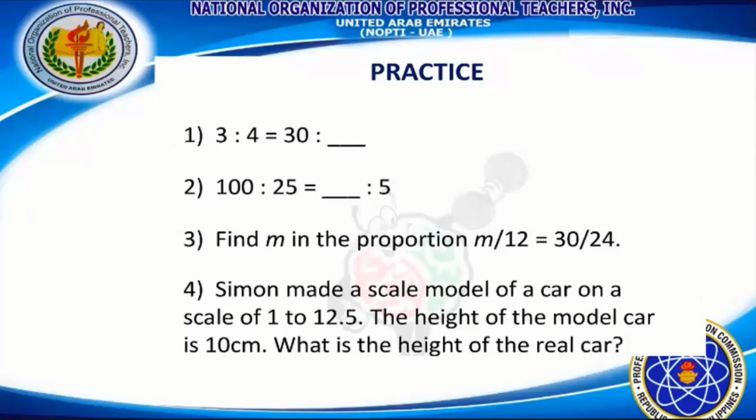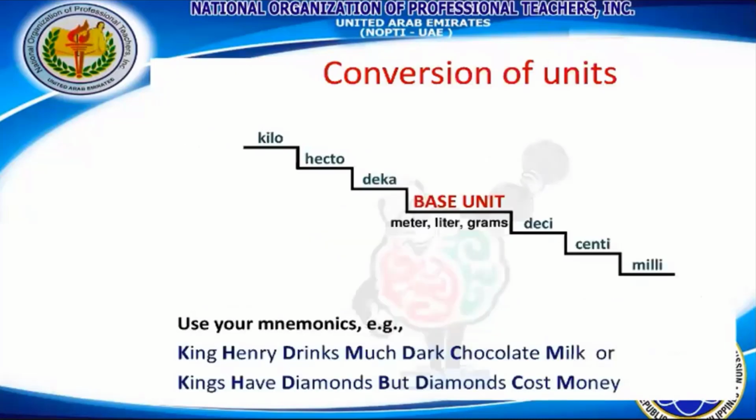Mabilis ba? Bilisan natin kasi review lang naman to, di ba? Marami pa kasi, we are still in arithmetic. Conversion of units. If you want to use the dimensional analysis, ito yon. Dapat sa base unit ka lagi sa gitna. Deka, hekto, kilo sa taas, deci, centi, milli sa baba.